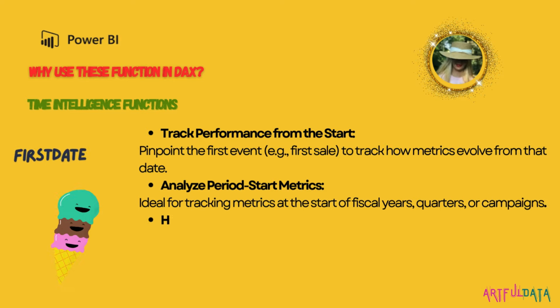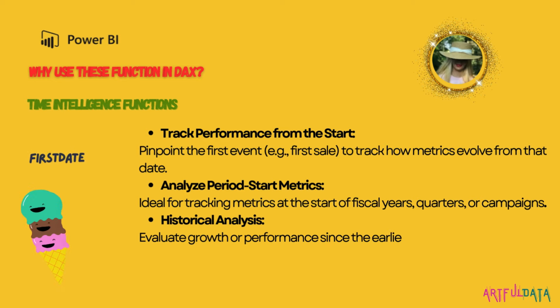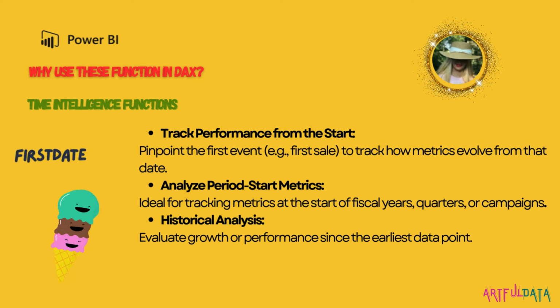FIRSTDATE helps us to track performance from a starting point. We can use it as a first event, first sales, or first transaction in our dataset and track performance from that moment onward. Also, we have the possibility to analyze period start metrics. When analyzing a recurring event like the start of a fiscal year, quarter, or even a campaign, FIRSTDATE lets you track key metrics from the beginning of those points.